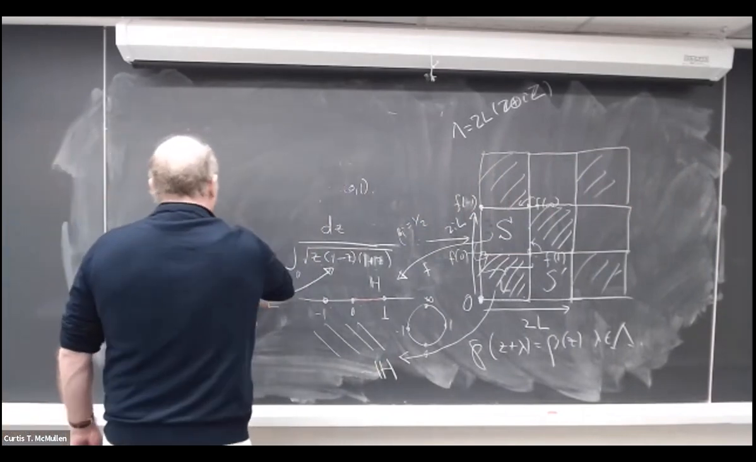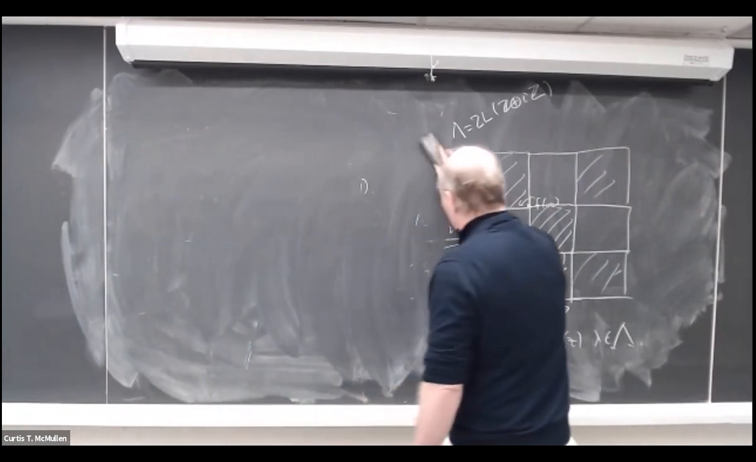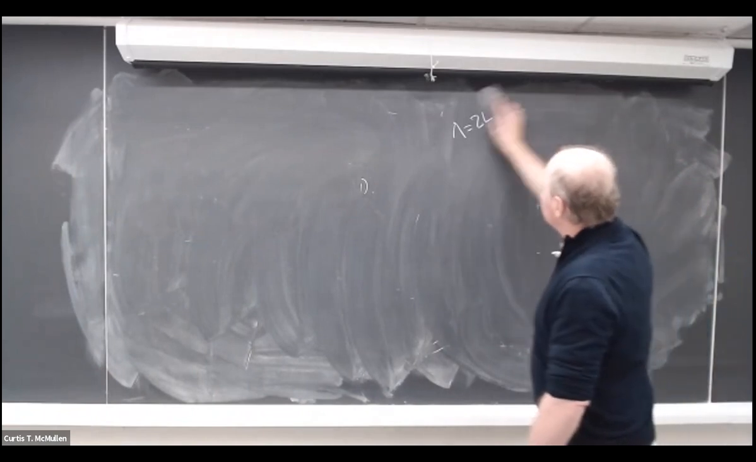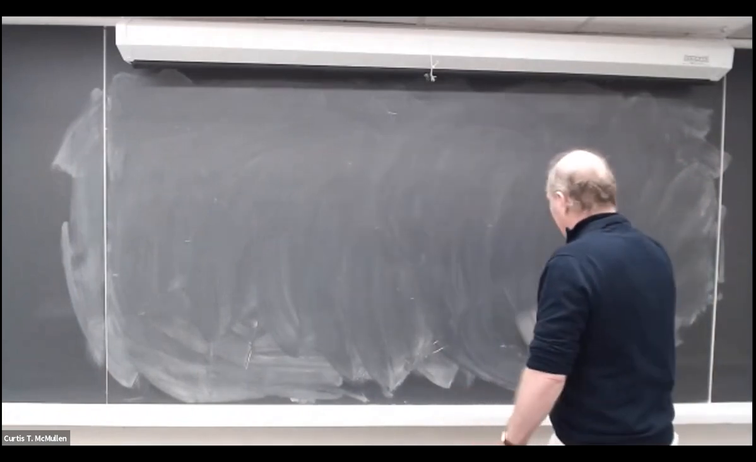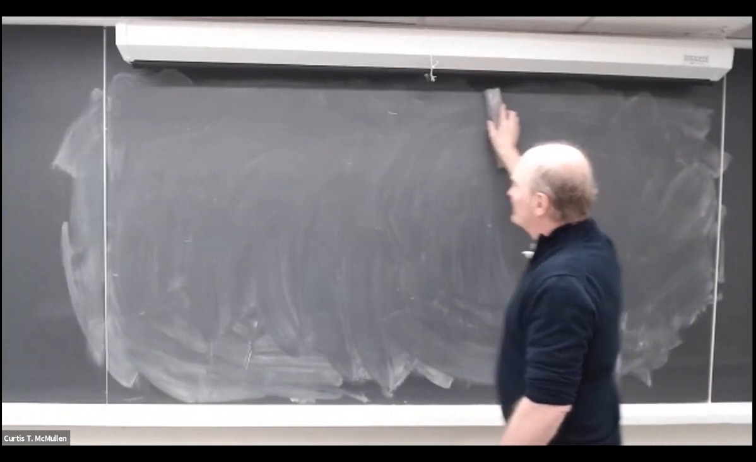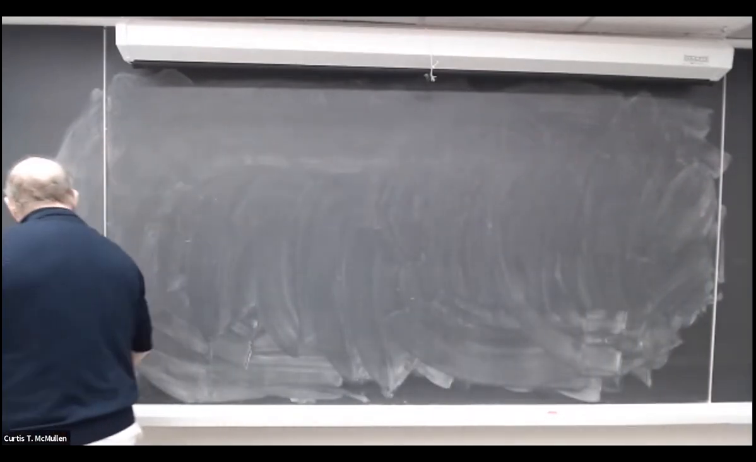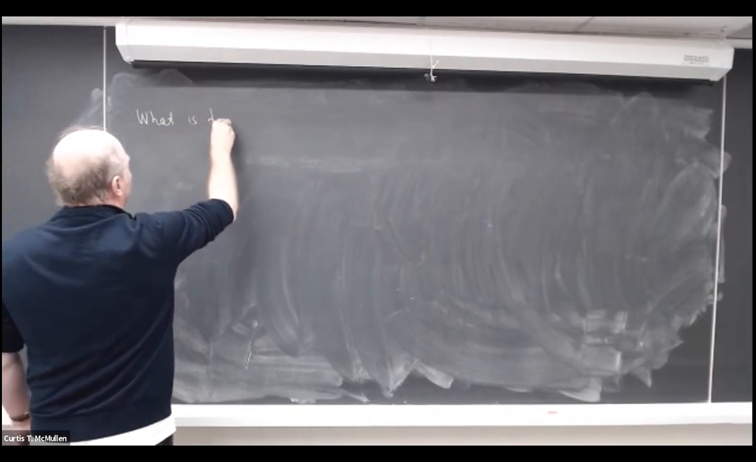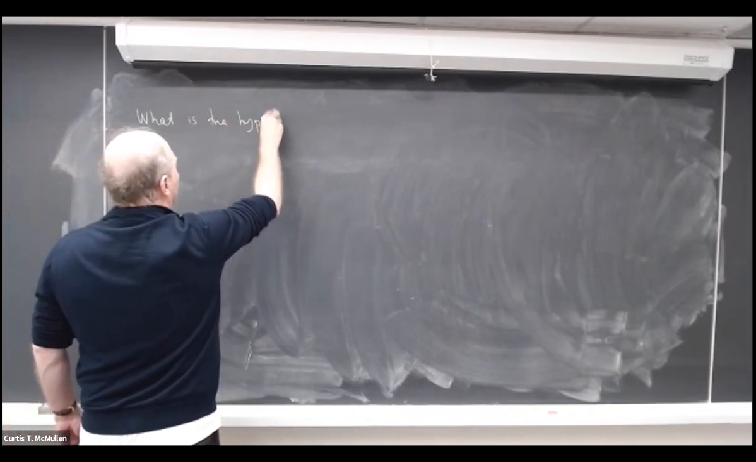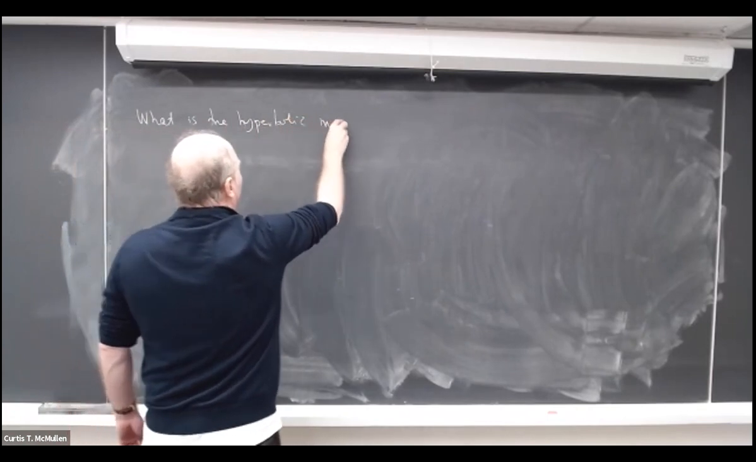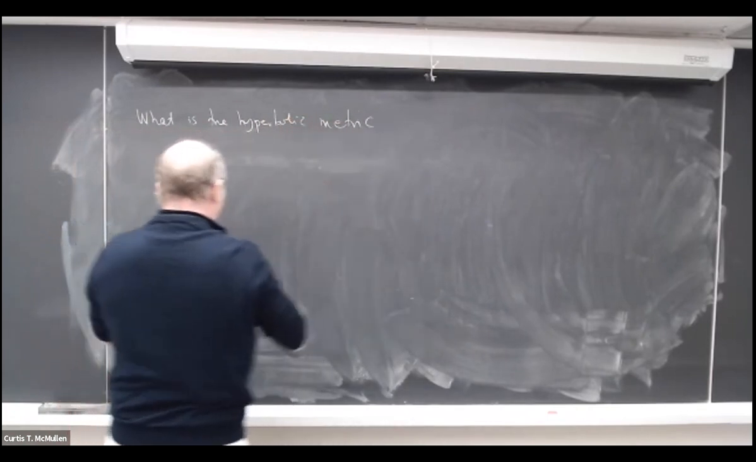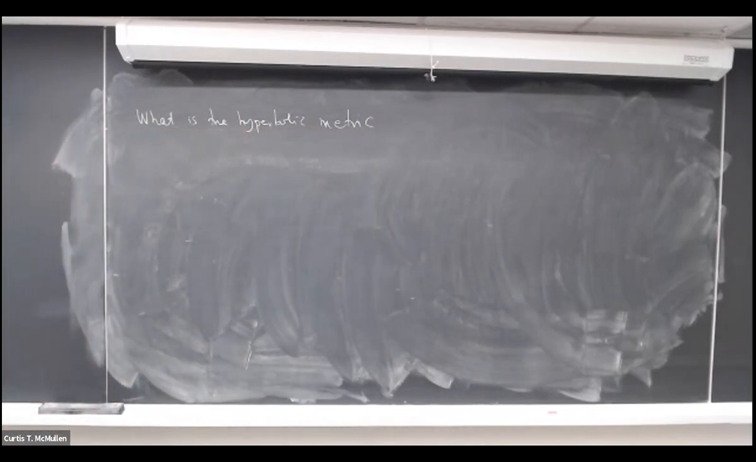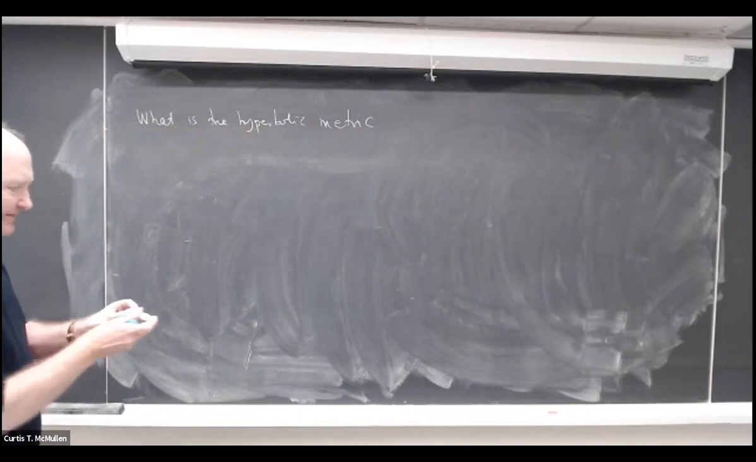I want to mention two more examples that can be done very explicitly. And the first I was just starting last time. We haven't done any multiply connected examples. So let's ask this question. What is the hyperbolic metric of the punctured disk? I already gave the answer last time, but let's pretend we don't know. We'll derive it today.